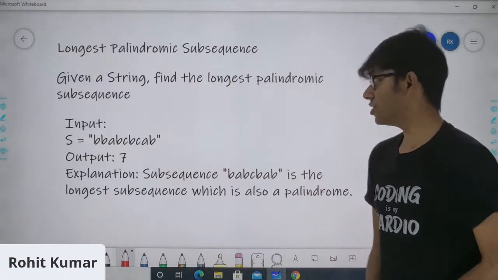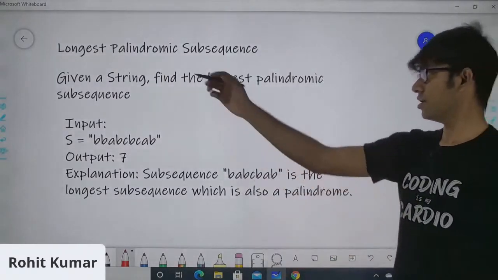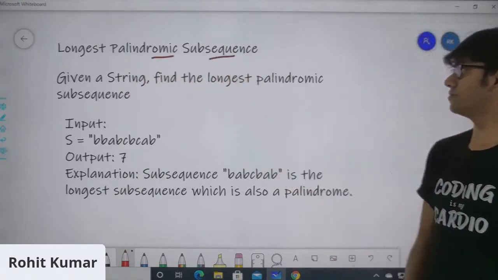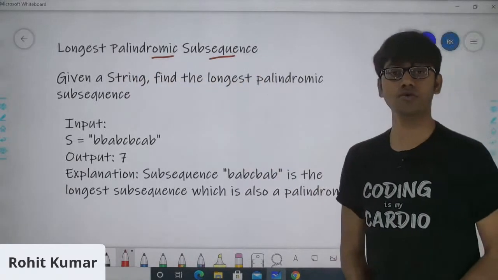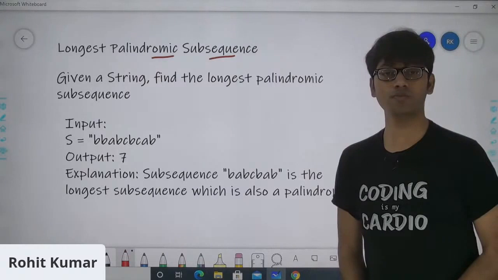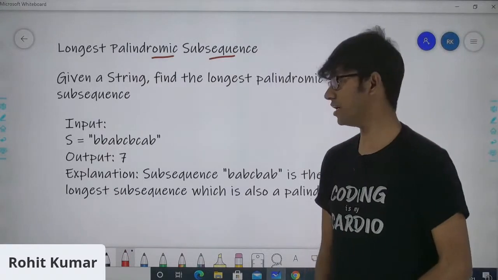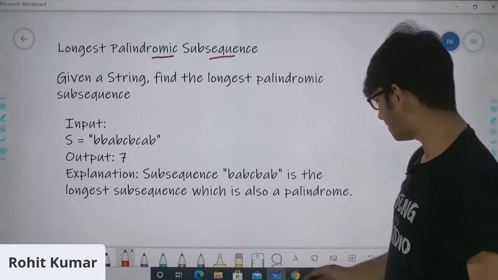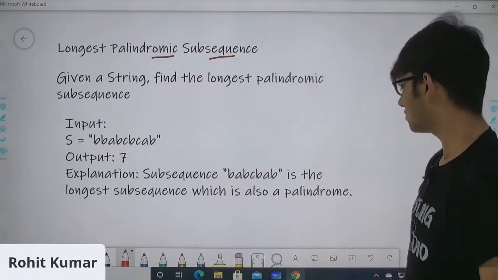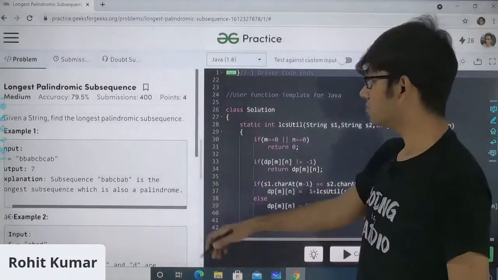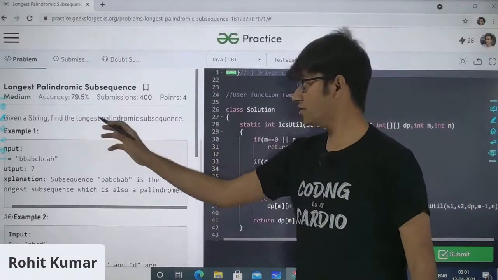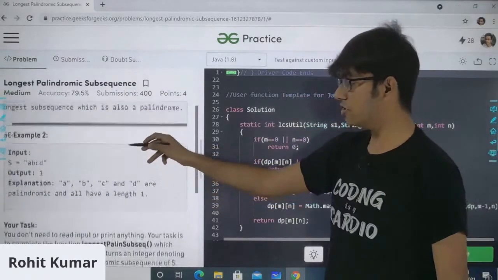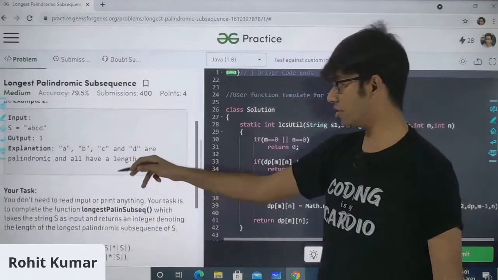So as you can see on the screen, we have the question: given a string, we need to find the longest palindromic subsequence. All right, let's go to the practice portal of Geeks for Geeks and read this question in detail. After that, we'll come here and see how we can develop its logic. Given a string, we need to find the longest palindromic subsequence. So let's see what our task is. This input and output I'll explain on the whiteboard.